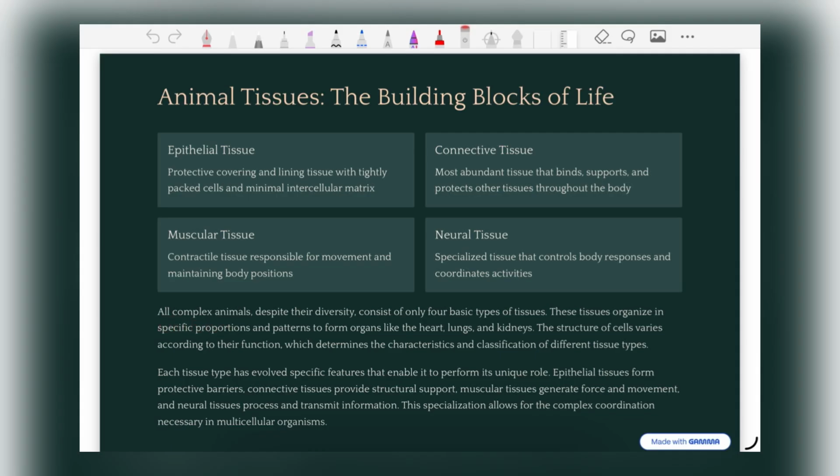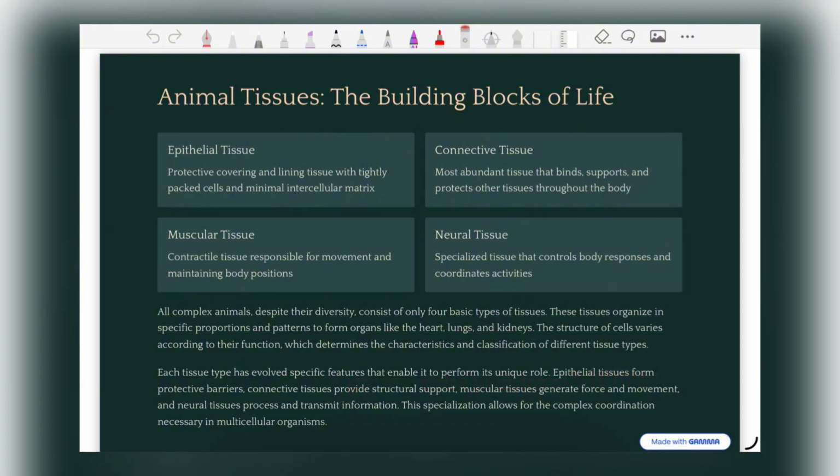All complex animals, despite their diversity, consist of only four basic types of tissues. These tissues organize in specific proportions and patterns to form organs like the heart, lungs, and kidneys. The structure of cells varies according to their functions, which determines the characteristics and classification of different types of tissues. Each tissue type has evolved specific features that enable it to perform its unique role.